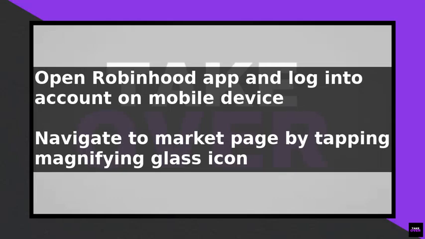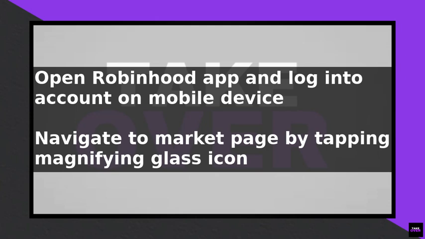To set alerts on Robinhood, start by opening the Robinhood app on your mobile device and logging into your account. Once you are logged in, navigate to the market page by tapping on the magnifying glass icon at the top right corner of the screen.